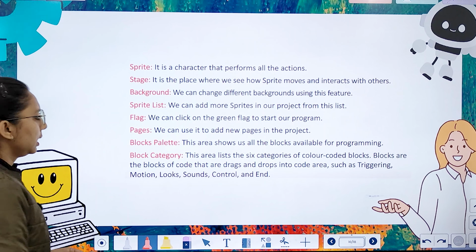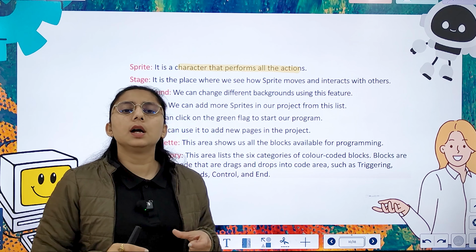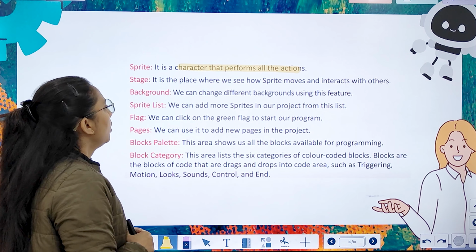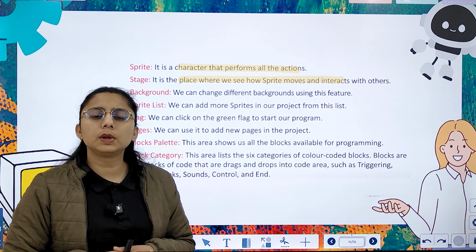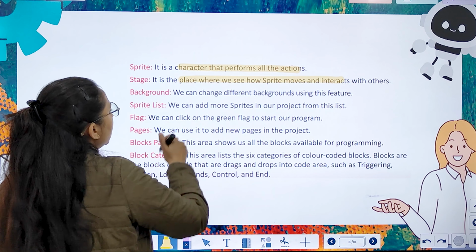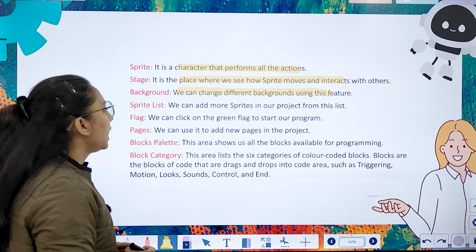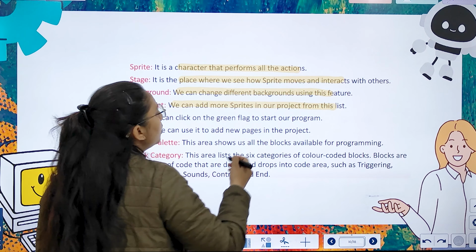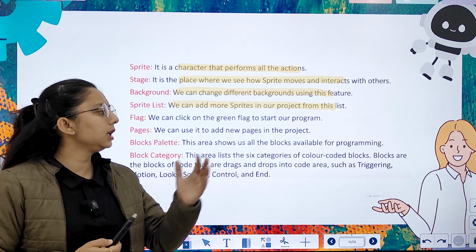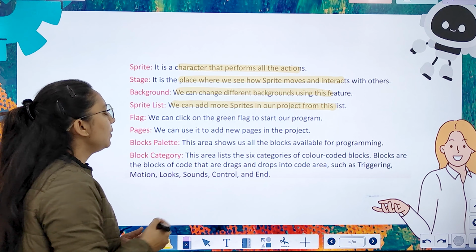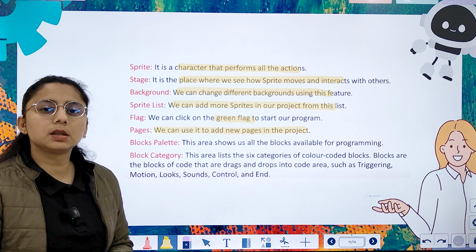So now sprite, it is the character that performs all the actions. What is stage? The place where we see how the sprite moves and interacts with others. Then it is background. We can change different backgrounds using this feature. Now sprite list, we can add more sprites in our project from this list. Then we have the flag. We can click on the green flag to start our program. Pages, we can use it to add new pages in the project.